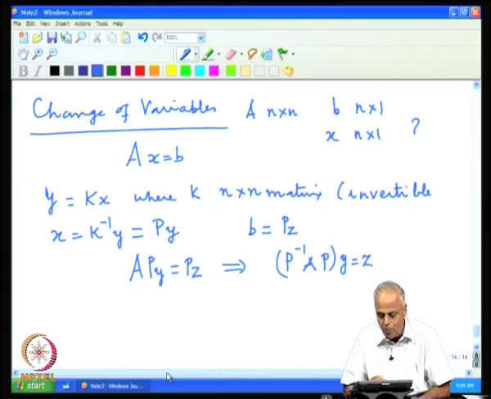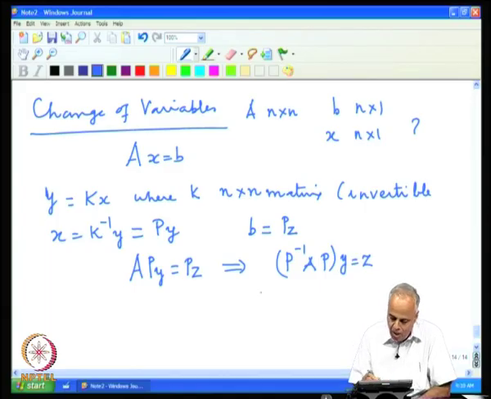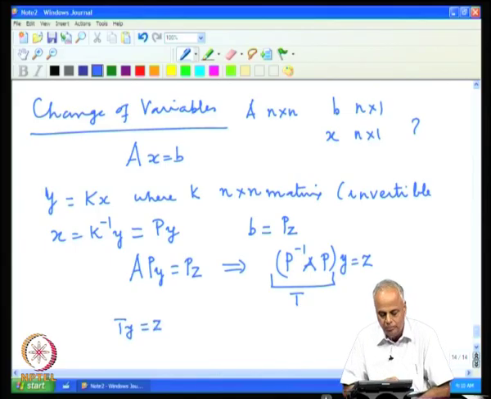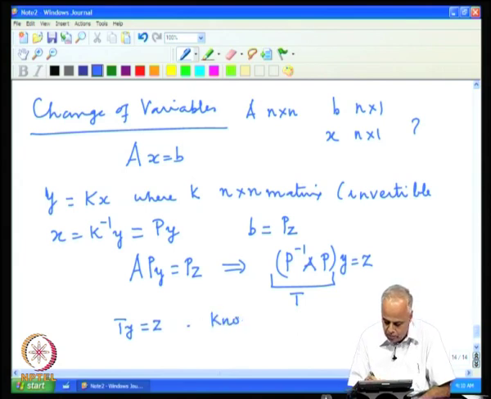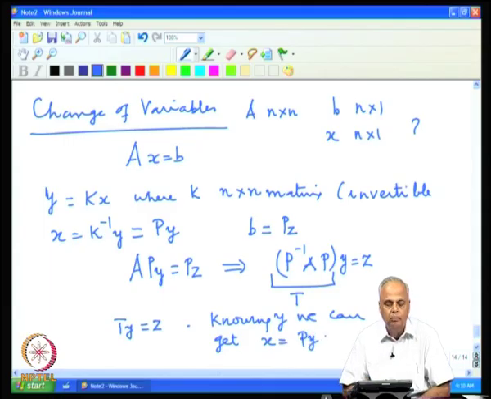Therefore, the equation for y becomes P inverse A P y equal to z. We will call P inverse A P as some T. So that becomes T y equal to Z. Now, if we know y, then we get x as x is equal to P y. So the problem therefore is, can we solve for y?